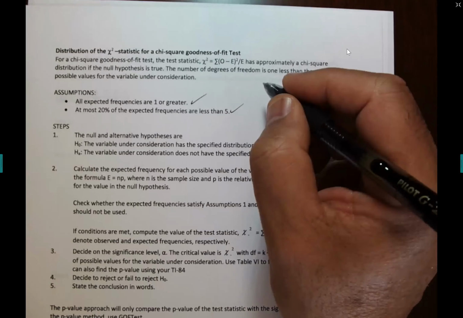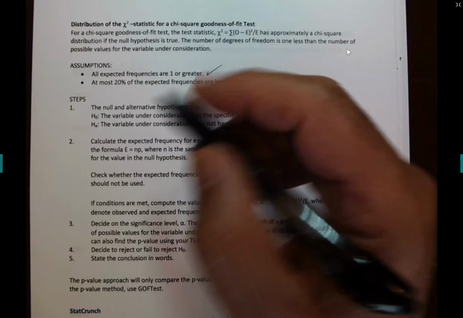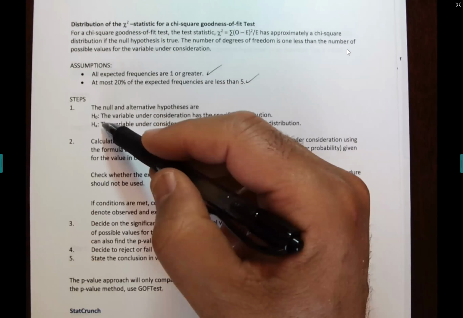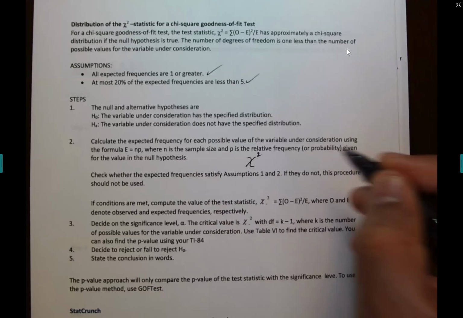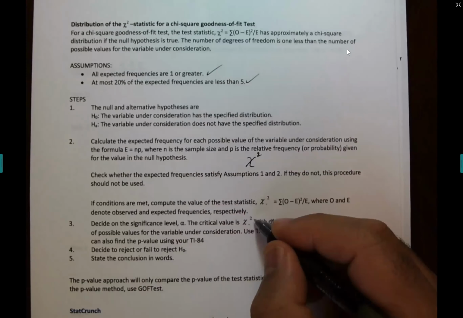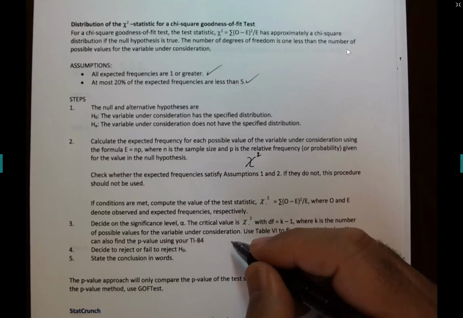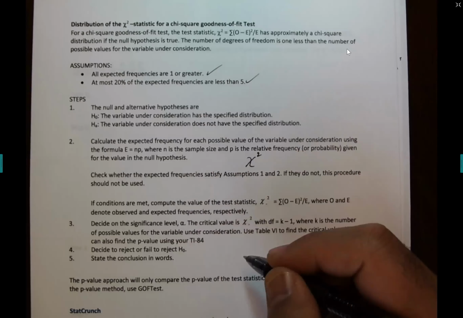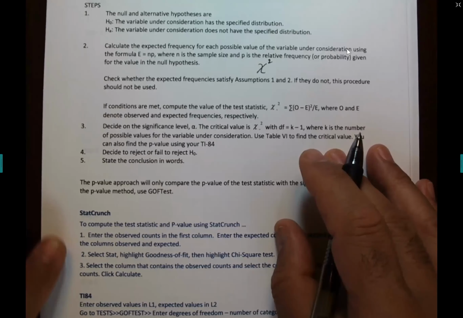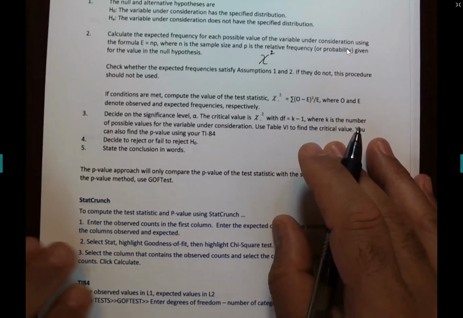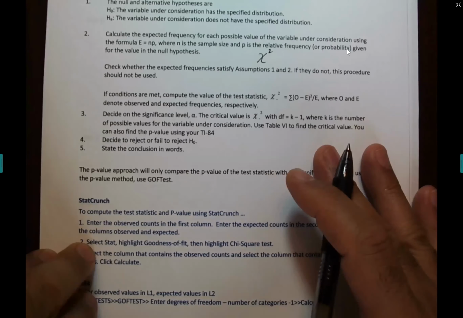For the steps, 5 steps: state the null and the alternative hypothesis, calculate the test statistic. It is called chi-square here. Find the p-value, and then reject or fail to reject the null hypothesis, and then state your conclusion in words. I provided you guys with a summary on how to use StatCrunch and how to use the TI-84 to perform this test, but I'm gonna demonstrate it right now.